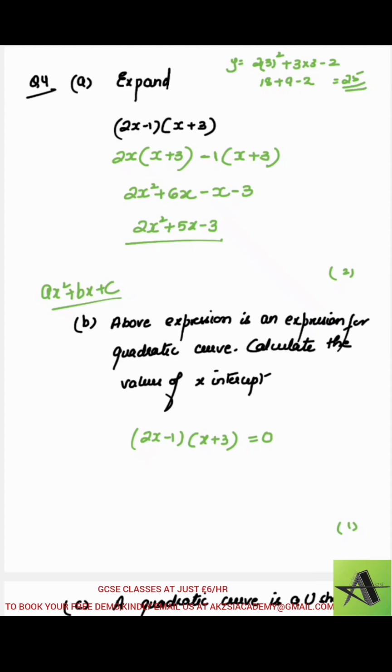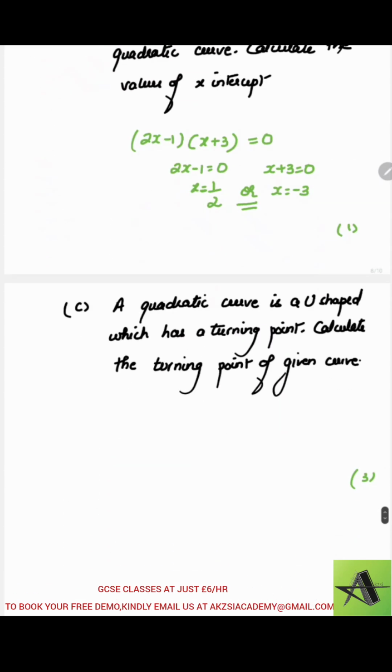So I just explained, if the product of two numbers, two factors, is 0, that means either of them will be 0. So 2x minus 1 equals 0, x is half, and x plus 3 equals 0, that means x equals -3. So this is your final answer. Moving on to the next one.